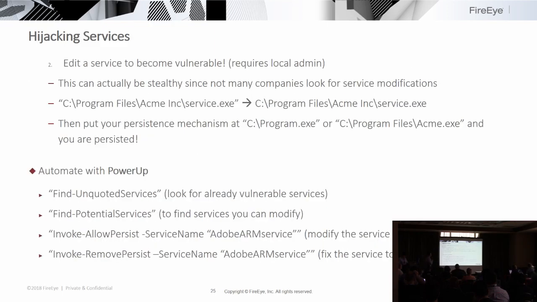Next slide, please. So here's just an example of doing this for persistence as well. You can automate this whole process by using PowerUp. It's within PowerSploit. It's open source, public on GitHub. And what it does is it looks for any unquoted service paths that you may have. It finds any ones that you can modify. It even will create a service binary for you.